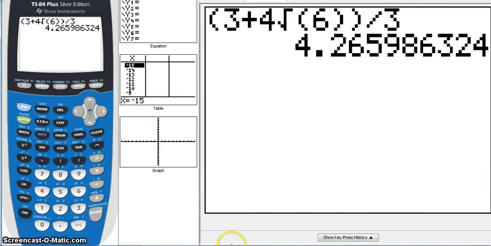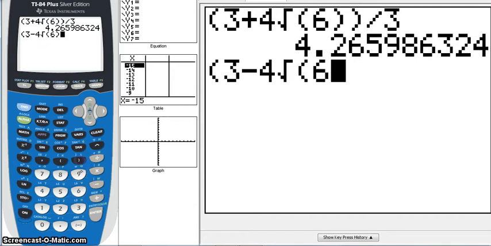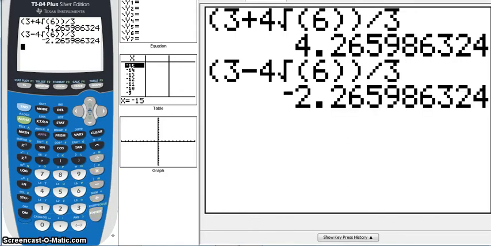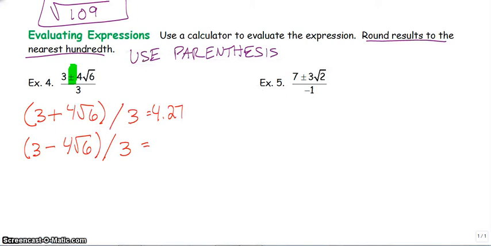I'm going to type in the second part of the equation, once again, into my calculator. This time, instead of a plus, I'm going to use a minus. 4 times the square root of 6. And my parentheses for my numerator, that's where I get the double parentheses, all divided by the denominator, 3, and I get negative 2.27 when I round. Negative 2.27.